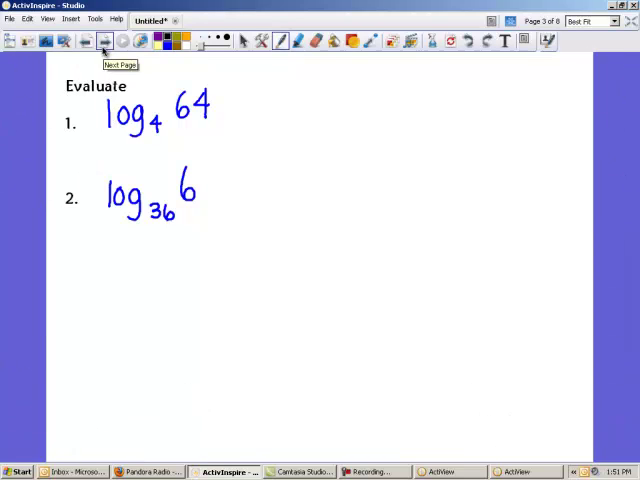Now we're going to evaluate some of these in our head. When we do this, remember we have to set equal to x, especially if we're figuring out what that exponent has to be. So we're going to take the little base, raise it to x, and it has to equal 64. Then you have to ask yourself, what exponent of 4 will give us a 64? 4 times 4 times 4 will be 64, so 4 to the third power. So in this case, the exponent has to be 3.